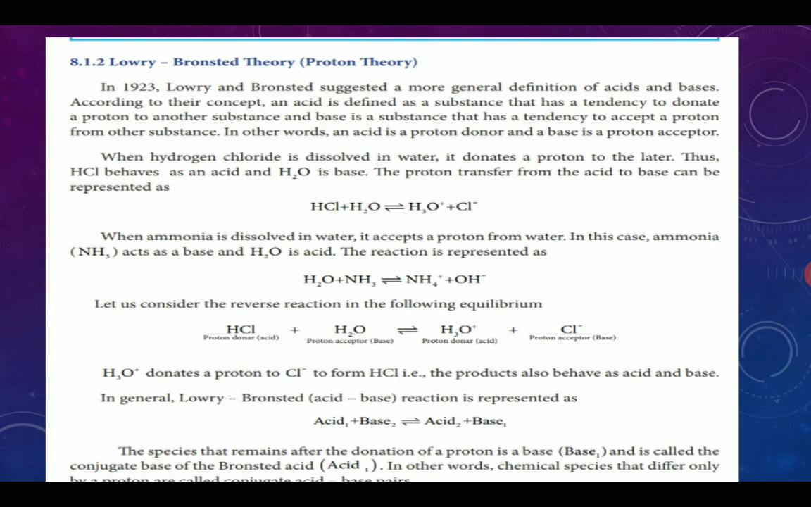So acid 1 and base 1 are known as conjugate acid and conjugate base. Similarly, base 2 and acid 2 are known as conjugate base and acid. The species that remains after the donation of a proton is a base, and is called the conjugate base of the Bronsted acid. In other words, chemical species that differ only by a proton are called a conjugate acid-base pair.